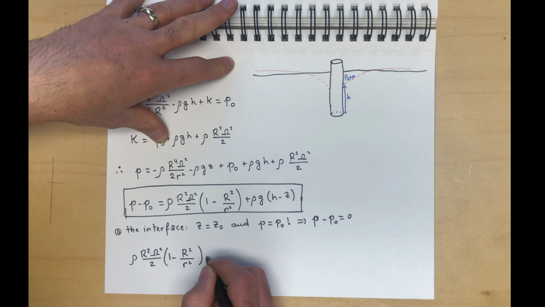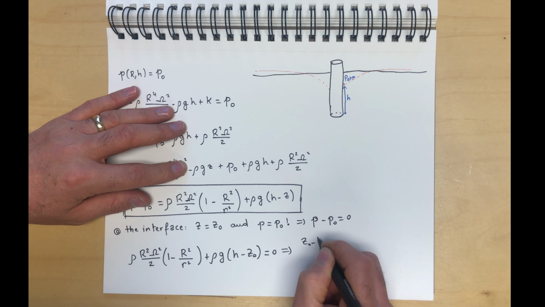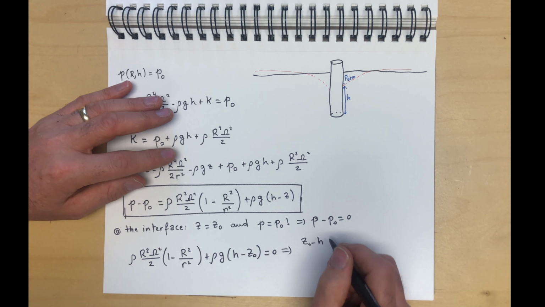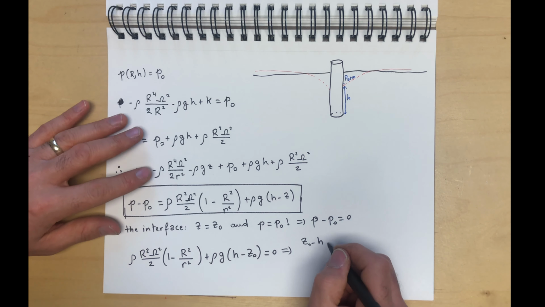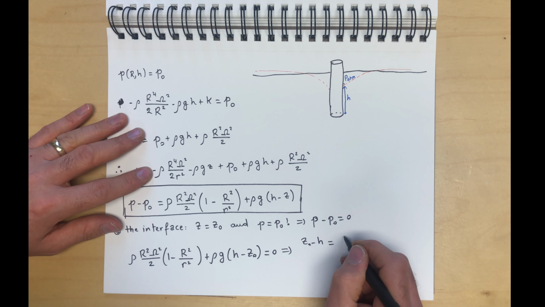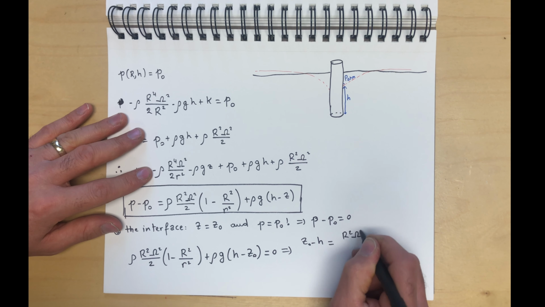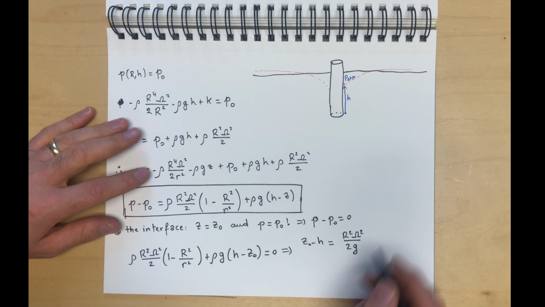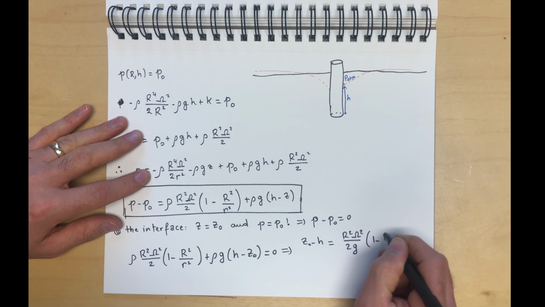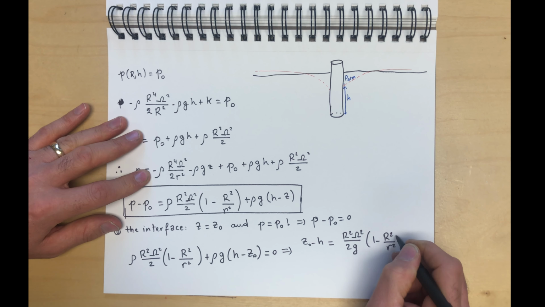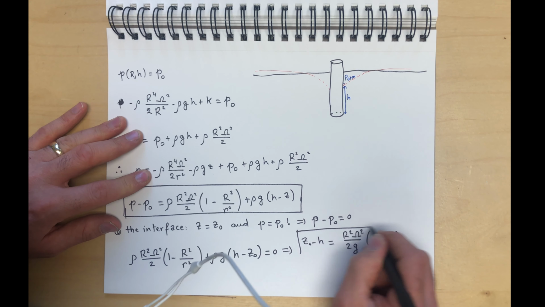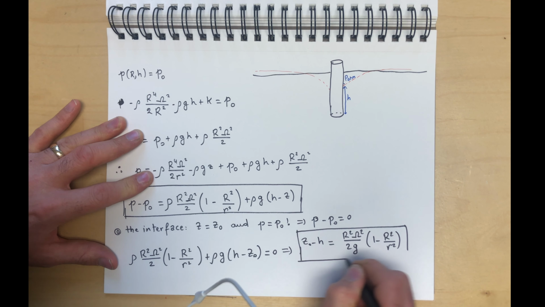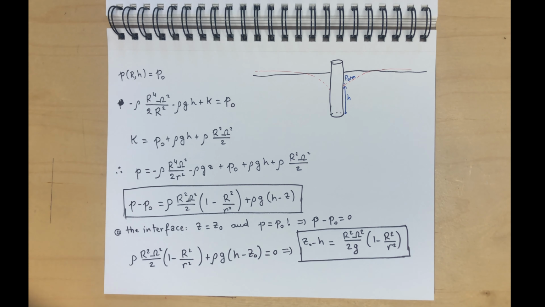That gives you h, or z0 minus h. So I'm going to take everything to the right-hand side and multiply by a minus sign. So we get R squared omega squared over 2g, because rho and rho cancel out, we divide by g, times 1 minus r squared over R squared. And that is how we obtain this.